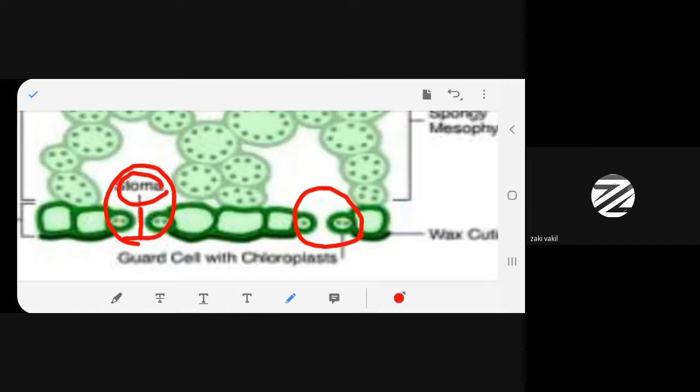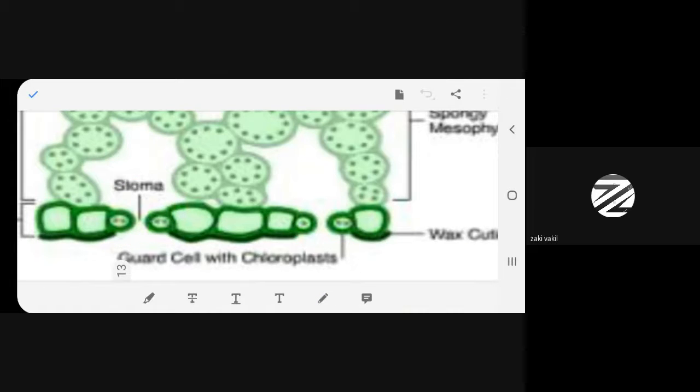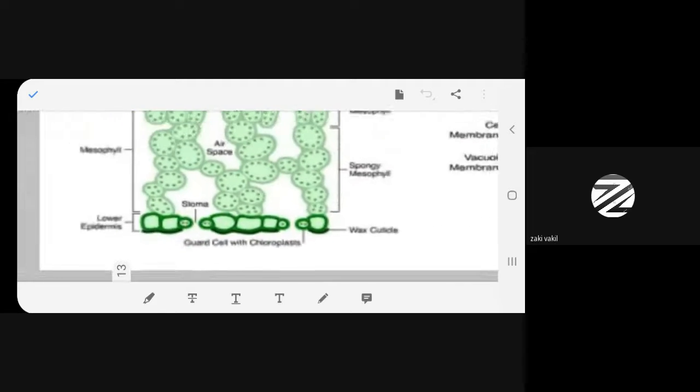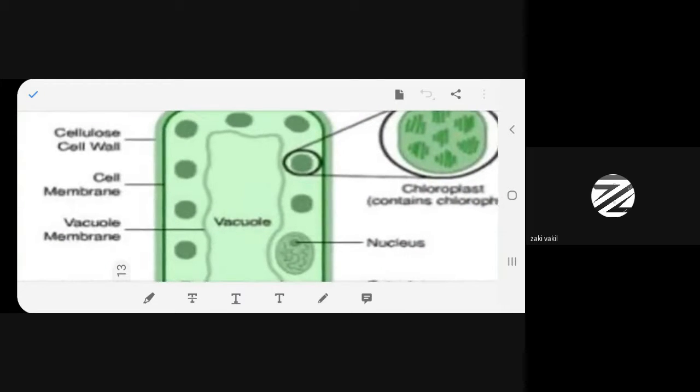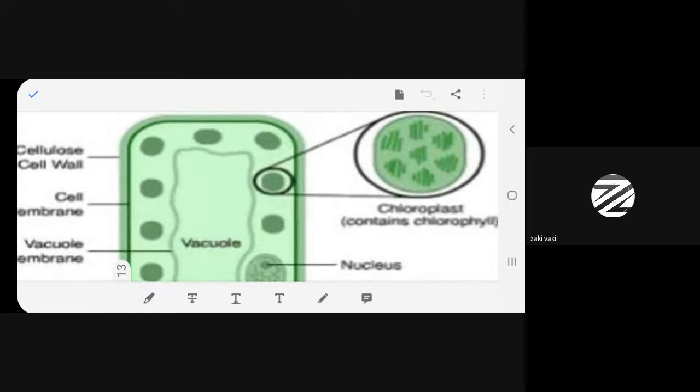Can I ask one thing? Ma'am, in the leaves, approximately how many stomata are there? Millions, thousands, millions. You cannot even imagine it. Okay, when the school opens up, we will see the slides under the microscope.